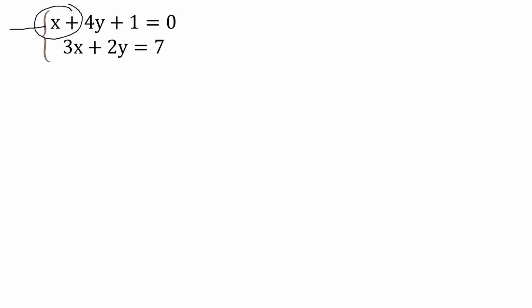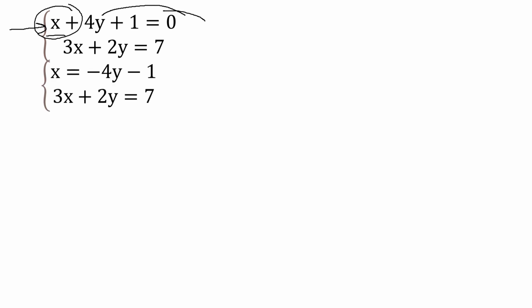So I'm going to take my top equation and solve it for x, which means I need to move my plus 4y over and I need to move my plus 1 over. And when I do that, I get x equals negative 4y minus 1. And I'm not touching my bottom equation. It's going to stay just like it is. So step 1 was to solve one of those equations for x or y. I chose to solve for x.